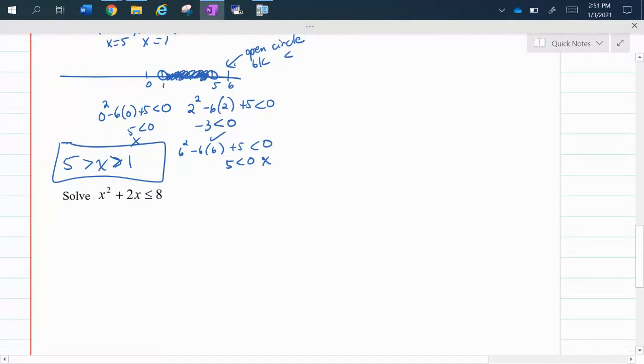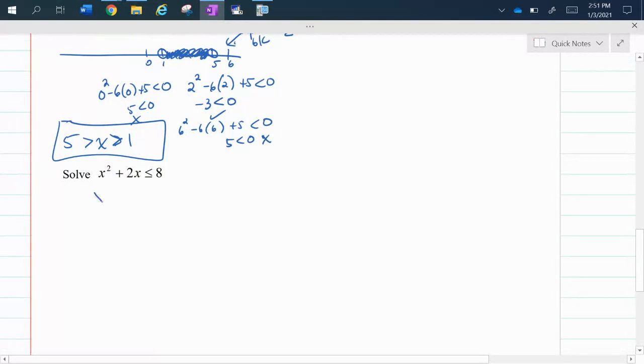Solve x squared plus 2x is less than 8. So the first thing I'm going to do is move the 8 to the other side and put it in standard form. Now I'm ready to factor to get my boundaries. So let's see, the factors of negative 8 that add up to 2 are positive 4 and negative 2. So I factored it correctly.